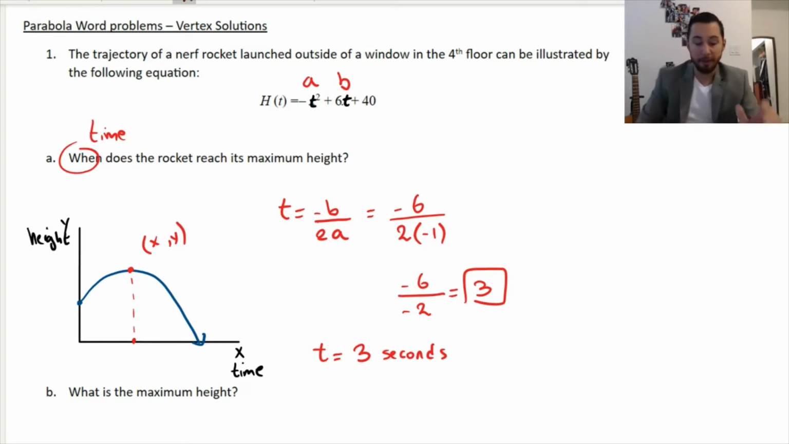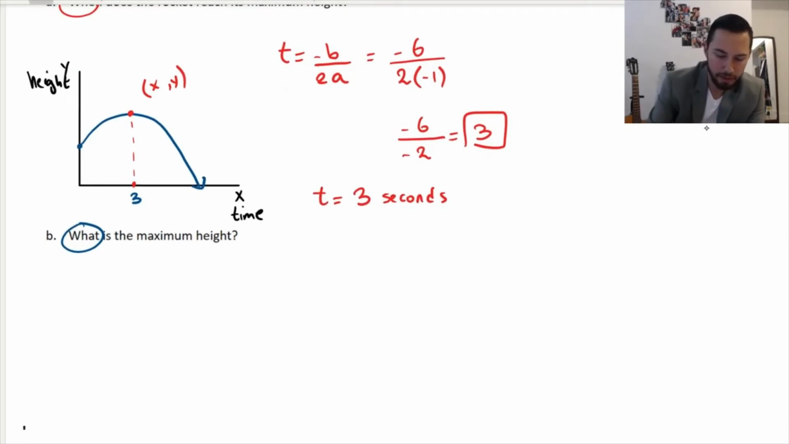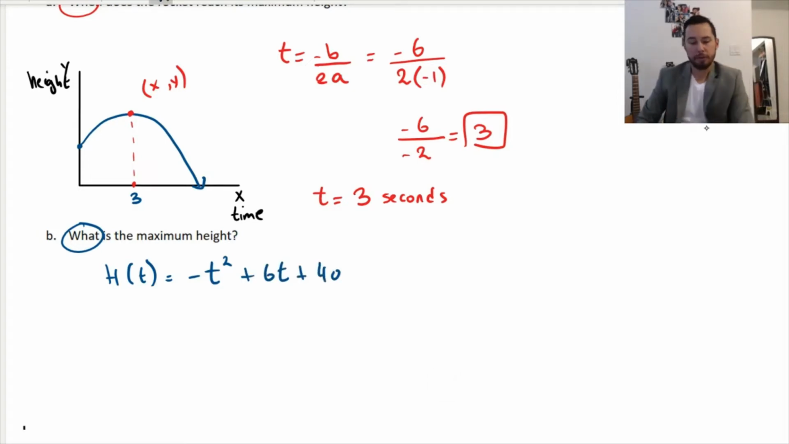The second question is, what is the maximum height? So here they're asking me, what is the maximum height? So I know that the maximum height happens at 3 seconds, but what is it? So in order to solve this, we have to now plug in the value, right? So my equation is the height of a rocket in terms of time is equal to negative t squared plus 6t plus 40. So if I want to know, I have an input and an output, right? So I want to know at 3 seconds, what was my value?